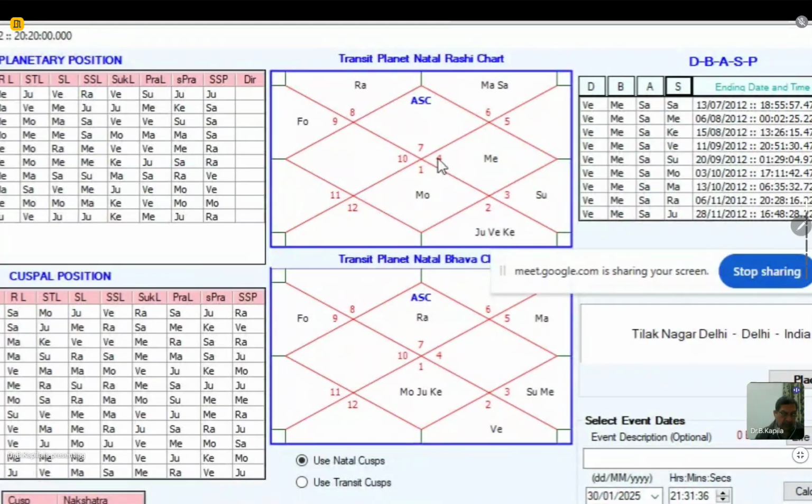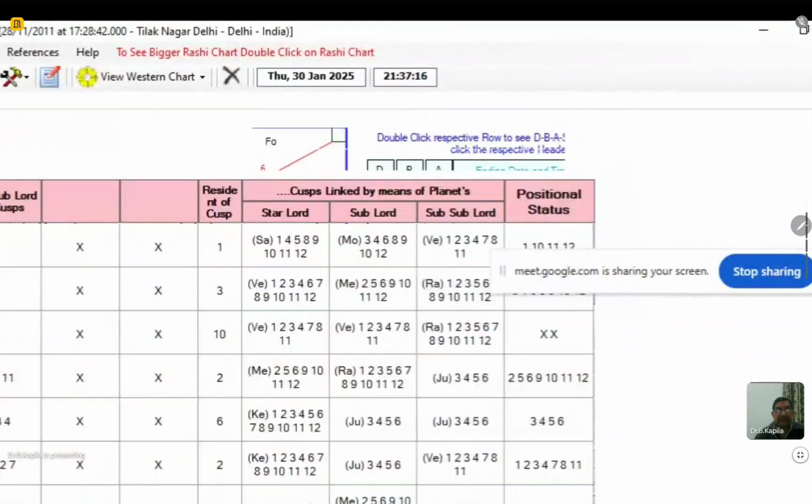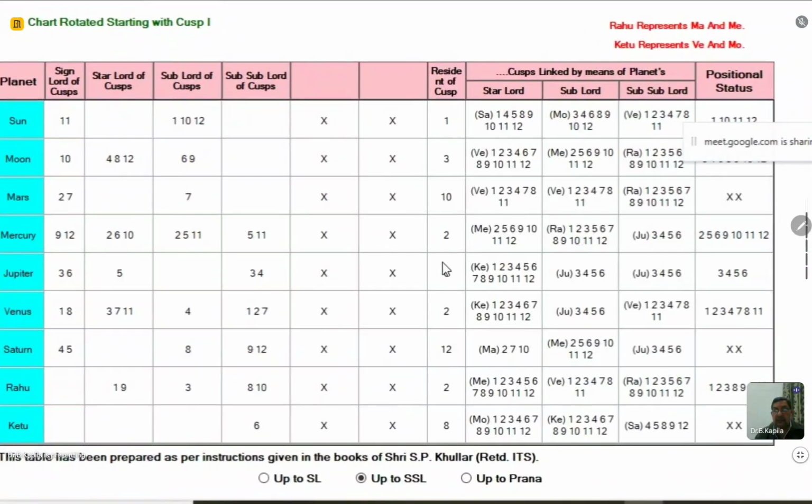Is this point clear? Yes, sir. Only 2 possibilities for position of Sun. Now, how to fix this position? For this purpose, we will have to look into first of all the strength of these 2 signs, Gemini and Cancer. Lord of Gemini is Mercury, and Lord of Cancer is Moon. So we will have to compare the strength of these two.